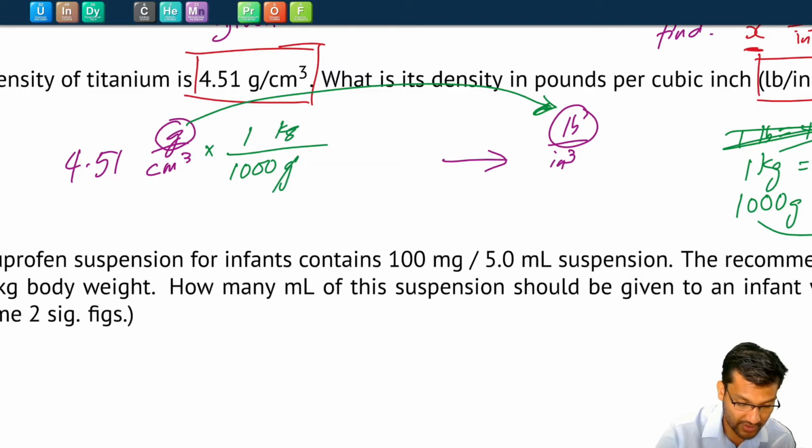Put it in the denominator so grams can cancel out. And then we can go from kilograms to pounds. 1 kilogram is 2.205 pounds, so that the kilograms can cancel out.